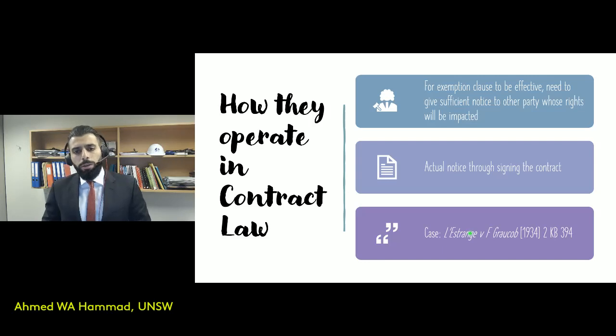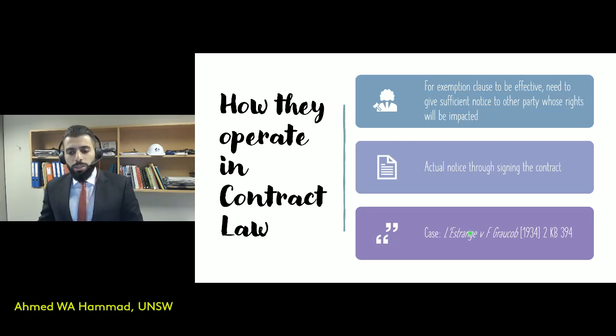Now, how do they operate in contract law? For an exemption clause to be effective, you need to give sufficient notice to the party whose rights will be impacted by the exemption clause. So that party that will either have its rights excluded or have its rights limited has to have been given sufficient notice. Sufficient notice over here is defined as actual notice. So an example of actual notice would be where the party signs the contract, and it would be assumed that the party already has actual notice.